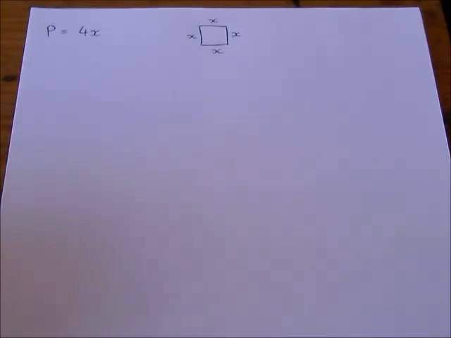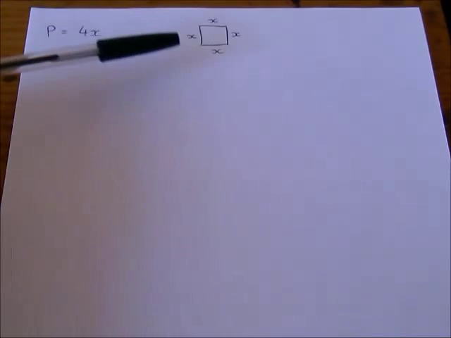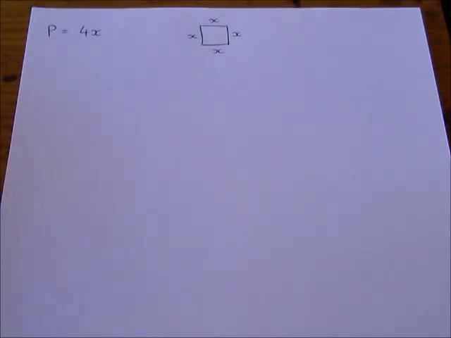In this video we're going to look at how to change the subject of a formula. Here is a formula. It's a formula which relates to the perimeter of a square, and I've decided to label the sides of my square X. You could choose any letter if you like, and the perimeter is going to be labelled P.